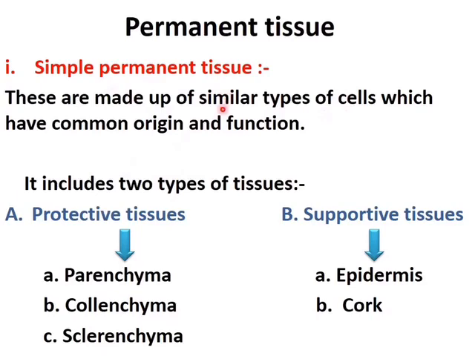Now, the types of simple permanent tissue, two broad categories I am giving you. First is protective tissue and second is supportive tissue. Although these names are not given in your NCERT, here I have given these divisions. And under protective tissue, three types of tissues come: parenchyma, collenchyma and sclerenchyma. And under the supportive tissue, two types of tissues are there. First is epidermis and second is cork. So we are going to learn about these types of permanent tissues now.